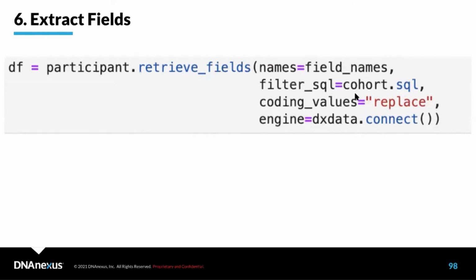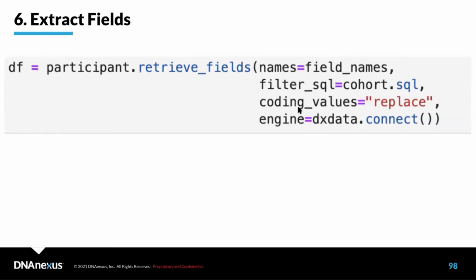We are also going to utilize the filter_sql argument here. We're going to plug in this property of our cohort that we've just retrieved, which is the .sql property. This is a little bit of Spark SQL code that filters the retrieval down to that particular cohort. This is optional, so if you want to retrieve everything for the dataset, you can just remove this particular argument.